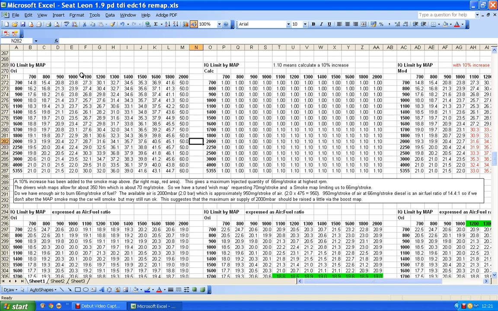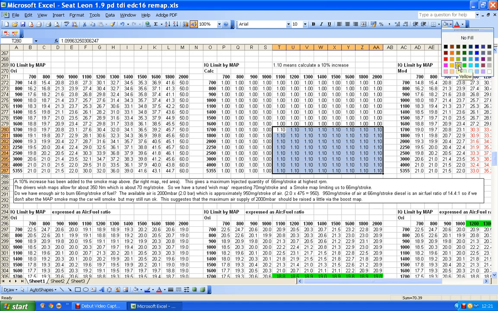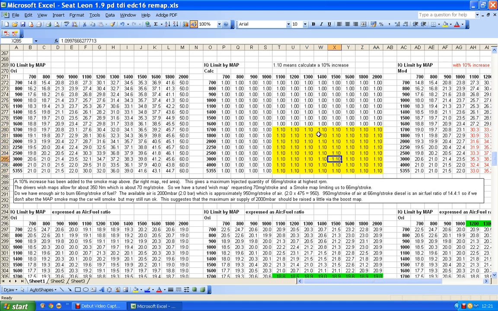Hence the fact that this axis here is pressure, and it ends in 2000 millibars, or 2 bar. Here I've used the calculator like I've done with other files, and so this region here, being 1.1, is in effect 10% bigger than the rest of that region there. So if I just highlight that, if I put some colour in, let's go for some yellow. I'll highlight that with a yellow block.